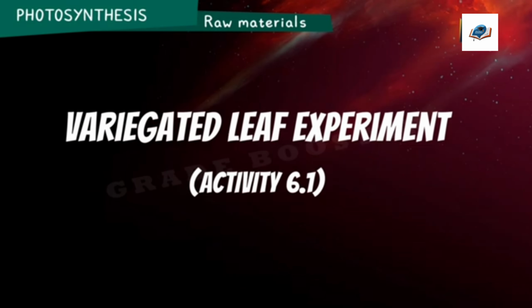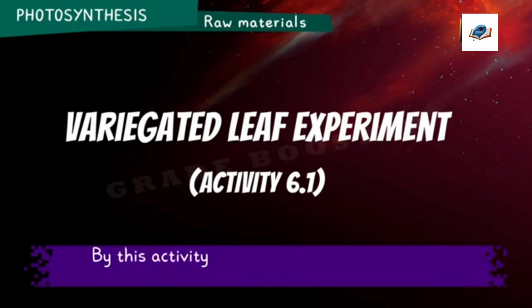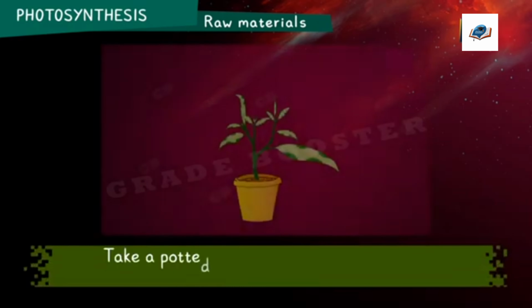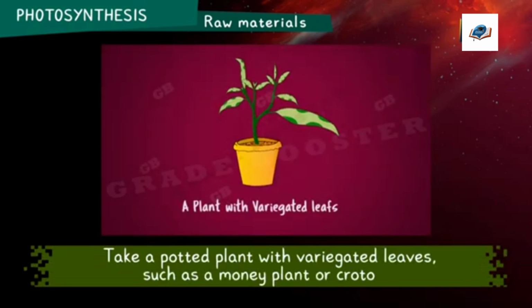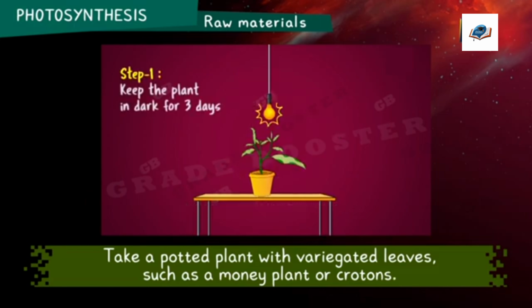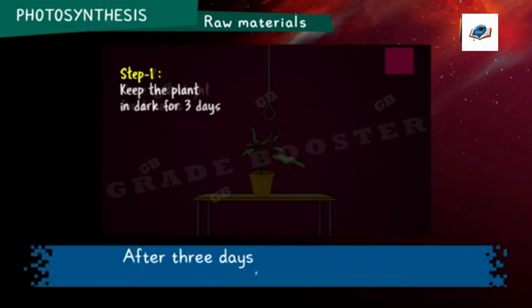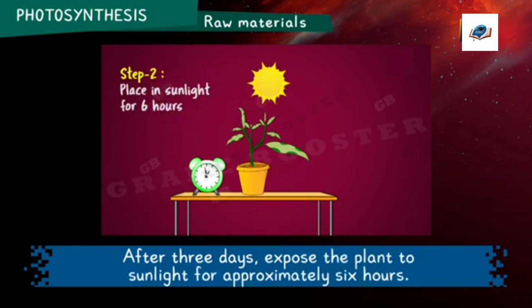Variegated leaf experiment. By this experiment, we can prove that chlorophyll is important for photosynthesis. For this, take a potted plant with variegated leaves, such as money plant or croton plant. Place the plant in a dark room for 3 days to deplete all the stored starch. After 3 days, expose the plant to sunlight for approximately 6 hours.